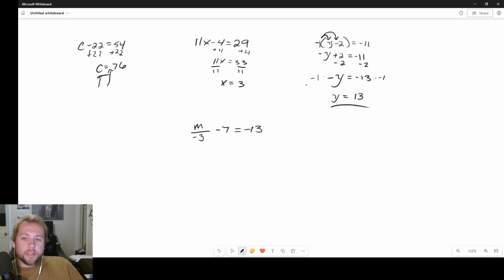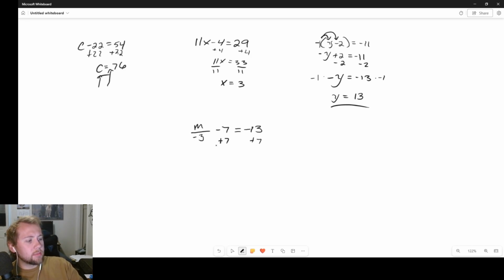This last one, this is the one that tricks everybody up. They don't know what to do with this dividing by negative 3, because that's all that means. This is a fraction, but it's just dividing by negative 3. And we have a minus 7 there. So to get rid of minus 7, that's the first thing we should do. So we're going to add 7 on both sides.